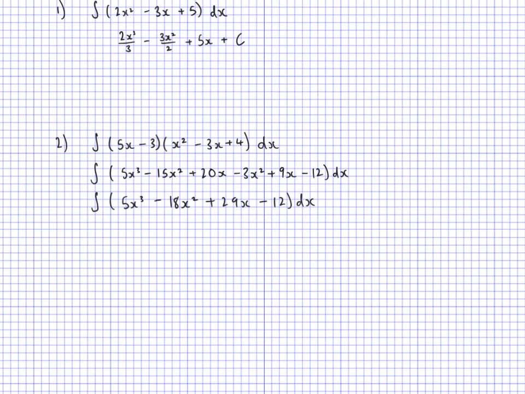Now I'm going to integrate this, or find the antiderivative. Add 1 to the power, make it x to the power of 4, and divide by that. So we get 5x to the power of 4 over 4. Here I add 1 to the power, make it 3, and divide by 3. So it's take away 18x cubed over 3. Then add 29x squared over 2, take away 12x. Because this is an indefinite integral, I have to say plus c, because I'm finding a general antiderivative or a general integral. Now I can see that this fraction simplifies, so I'll simplify that. So we have 5x to the power of 4 over 4, take away 6x cubed, plus 29x squared over 2, take away 12x, plus c.